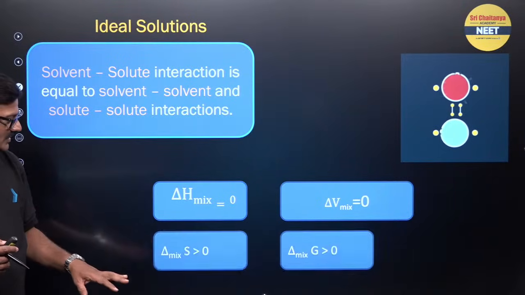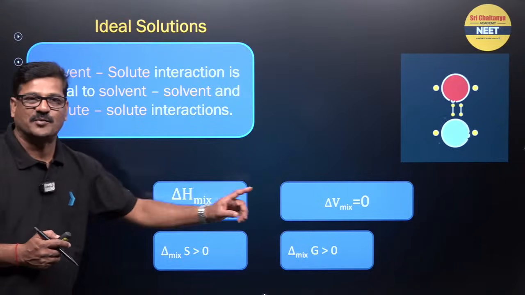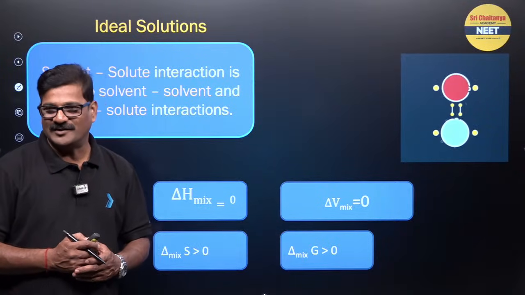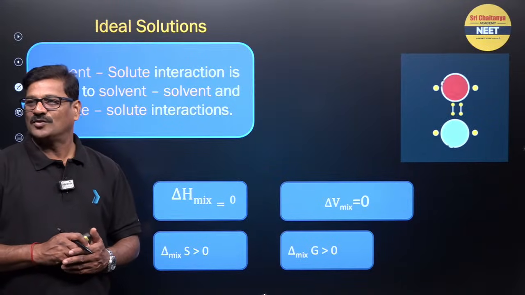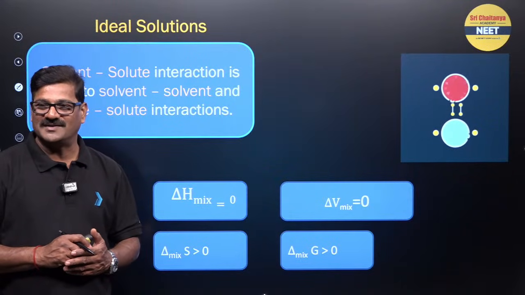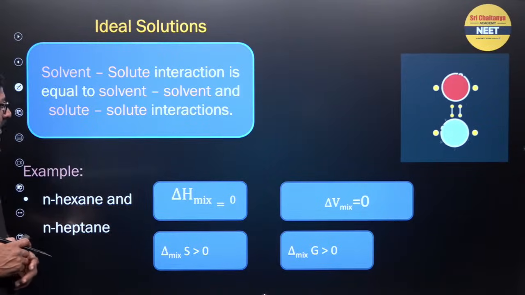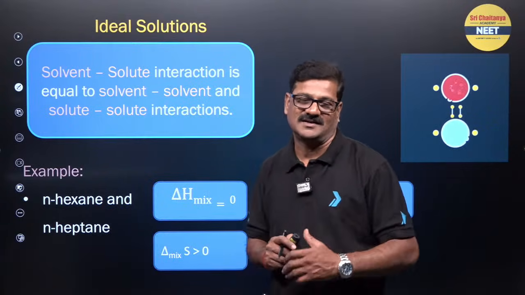Here you can say entropy of mixing is always greater than 0 and it is a spontaneous process, so that delta G is going to be negative. Right? So tomorrow is your board examination. All the best. Now let us see examples: n-heptane and n-hexane.